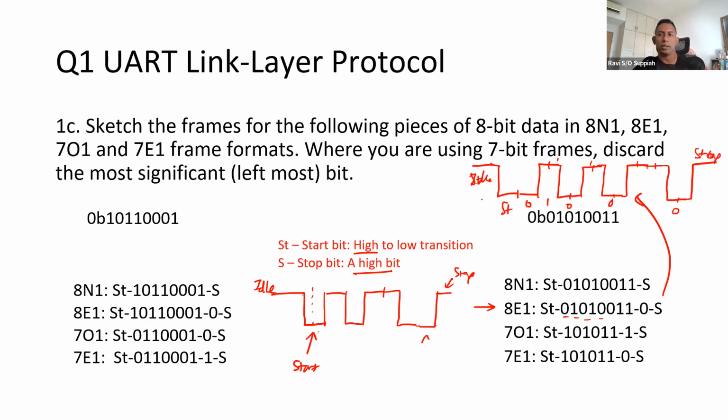You can just hook up your scope to the transmit line of your Arduino while you're sending some data out, and you should be able to see something like this.